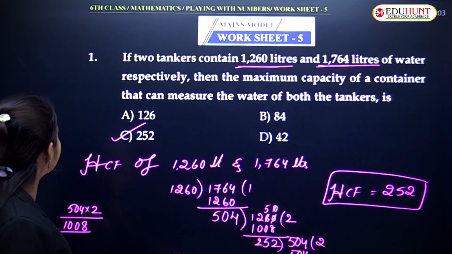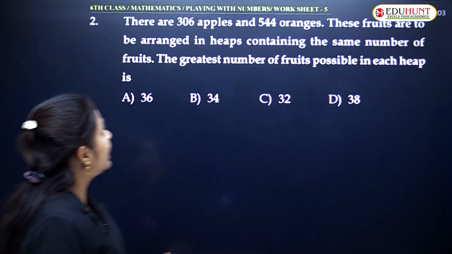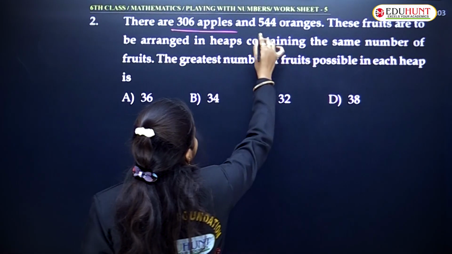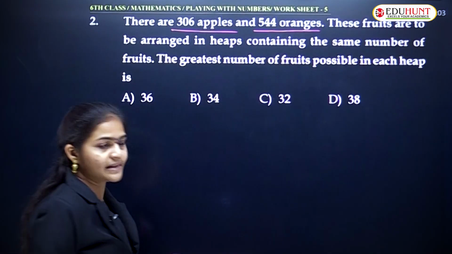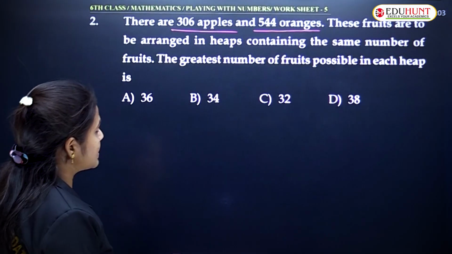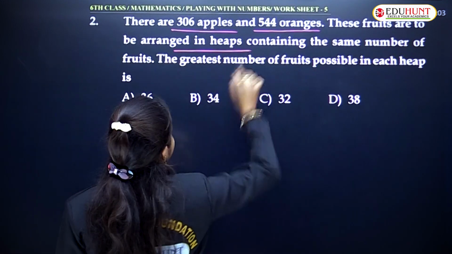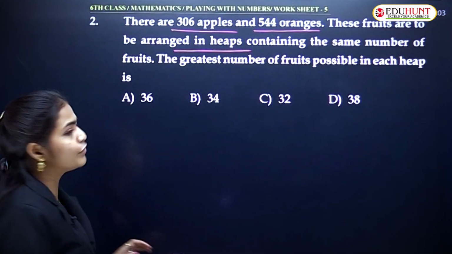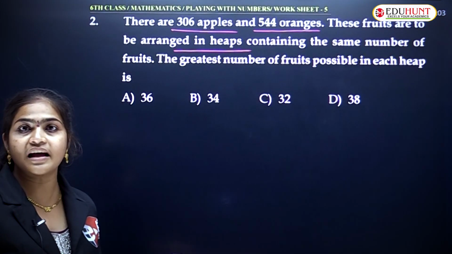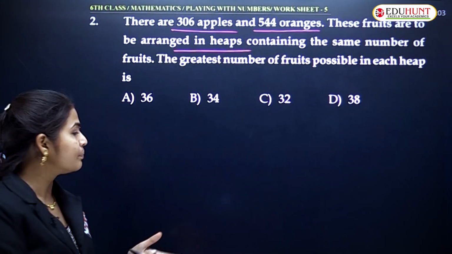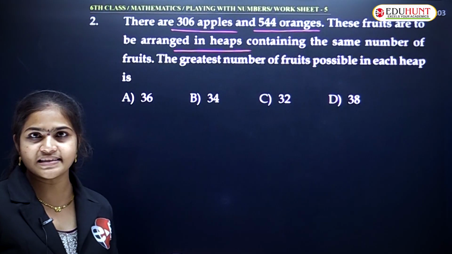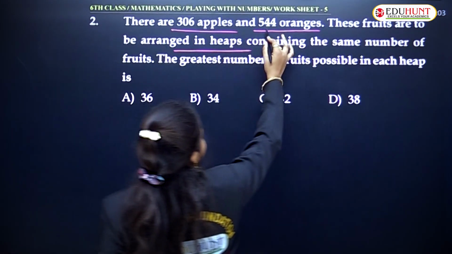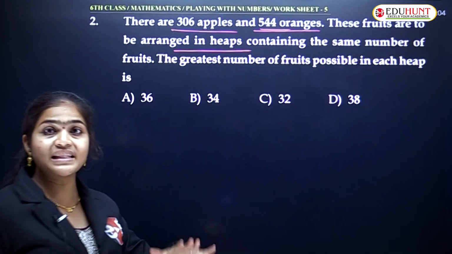Let us see the next one. There are 306 apples and 544 oranges. These fruits are to be arranged in heaps containing the same number of fruits. Heaps means just take cartons, like boxes. In those boxes they kept the 306 apples and 544 oranges with the same number.